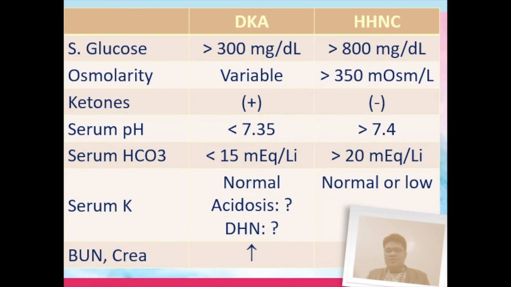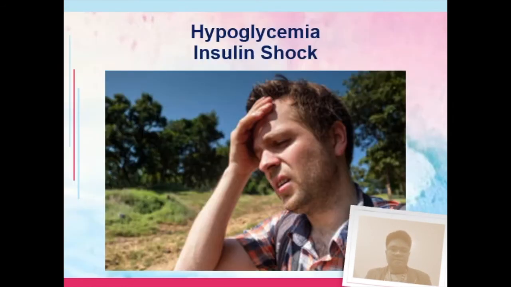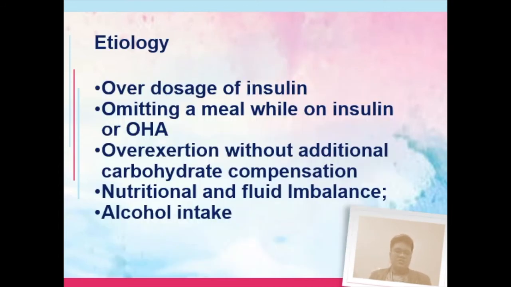Another complication that can possibly occur in our patient with diabetes is hypoglycemia, or what we commonly refer to as insulin shock. Now, etiology. This may be because of overdosage of insulin. This may also be brought about by omitting a meal while on insulin or your oral hypoglycemic agent. So class, that's why we educate our patient that if they're taking their insulin or their OHA, skipping their meals is not a good idea. It leads to hypoglycemia.